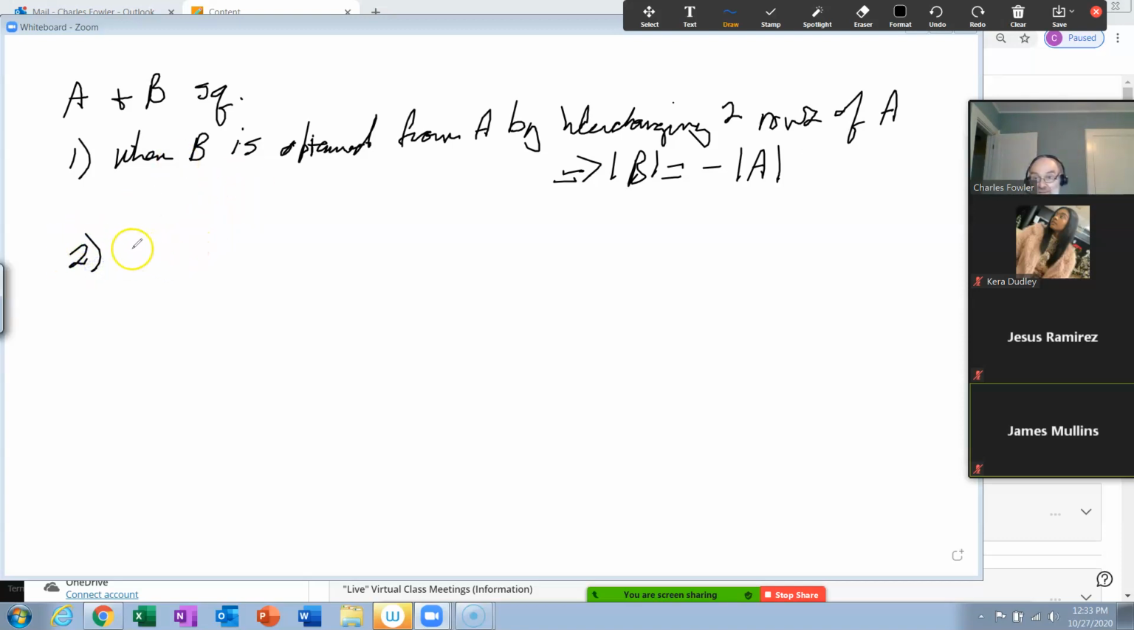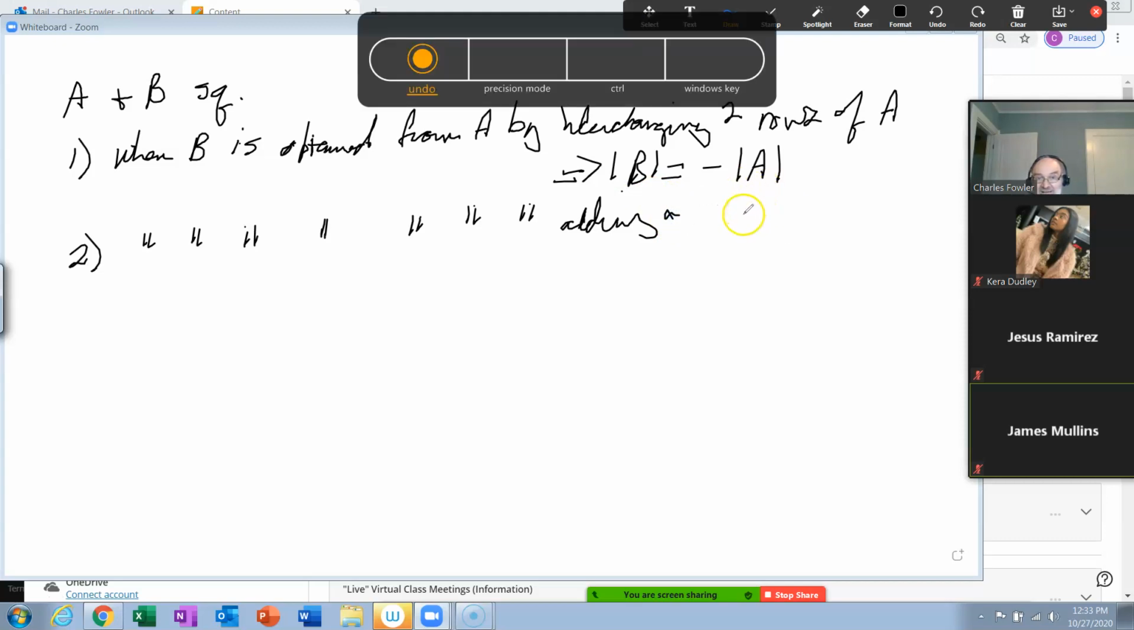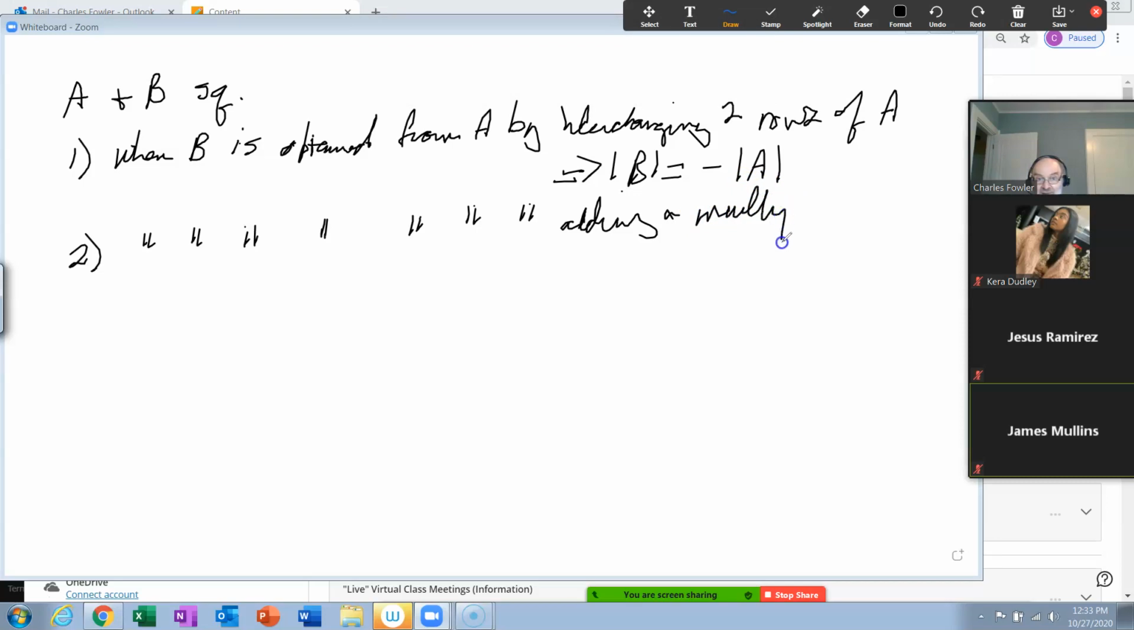Number 2. When B is obtained from A by, this is so aggravating, adding a multiple of a row of A to another row of A, yuck, this is hard to write.